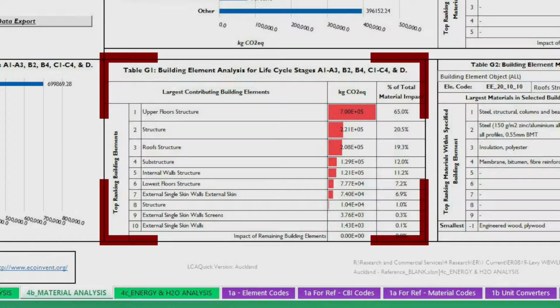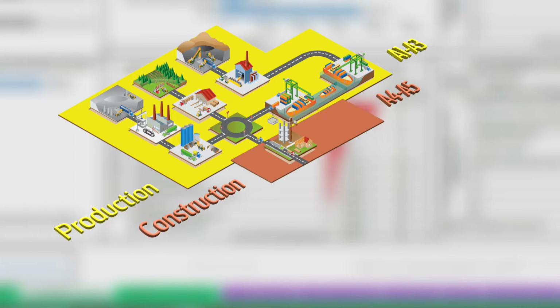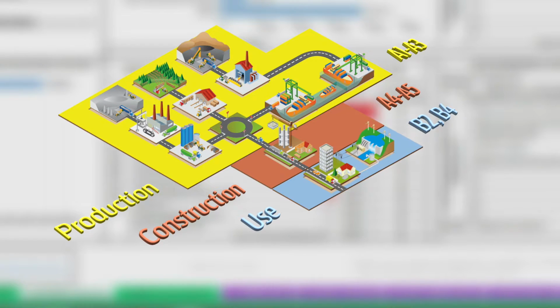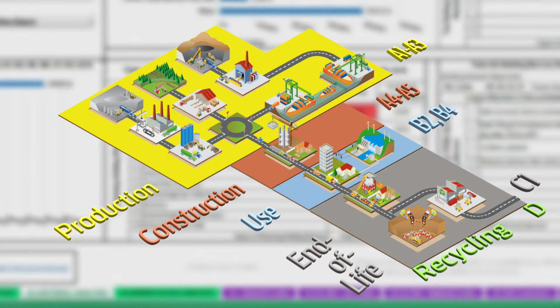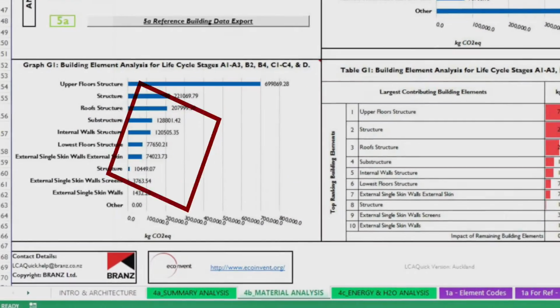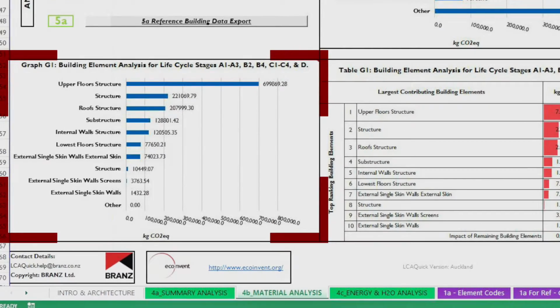Each bar shows each material's environmental impact separated into the individual life cycle stages, A1 to A3, A4 to A5, B2 and B4, C1 to C4, and D over the building's life cycle of 60 years. This information is plotted on graph G1.